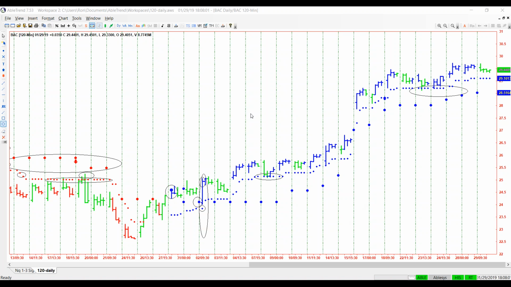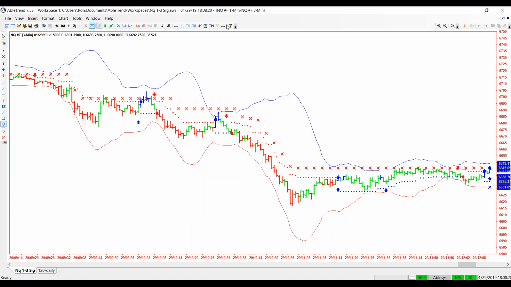Works exactly the same. Same colors and dots and the same entry and exit rules for every single chart. That's what makes it easy. Once you know the rules on one chart, now you know exactly where to buy and sell on any chart, whatever you'd like to trade. Really popular for intraday trading. Really popular for day trading.